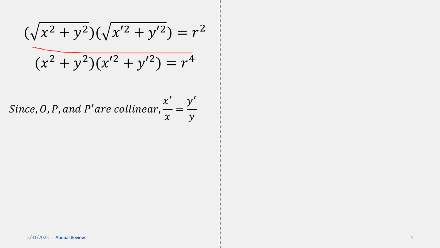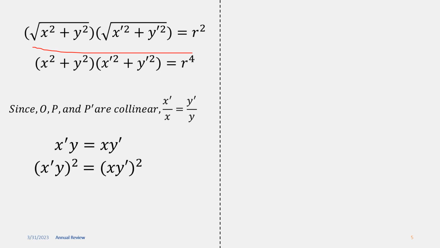Since O, P, and P prime are collinear, these three points lie on the same line segment. Therefore, x prime over x is equal to y prime over y. By the cross product property, we have x prime times y equal to x times y prime.